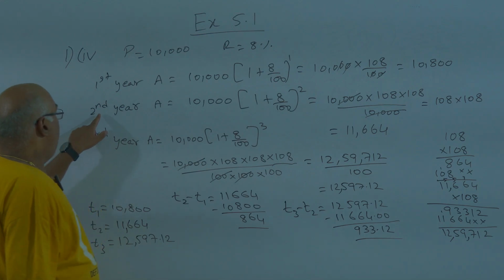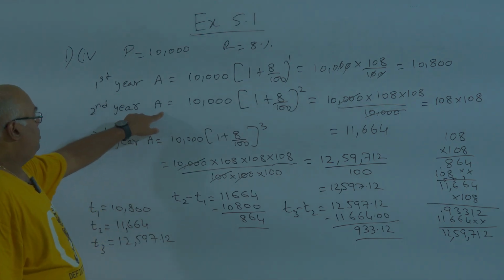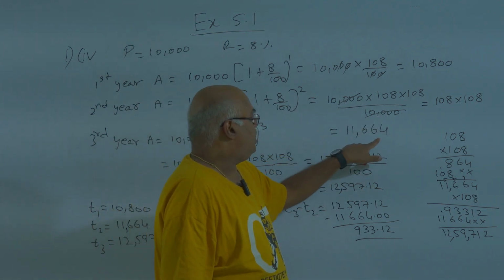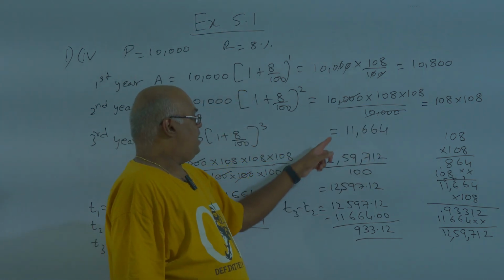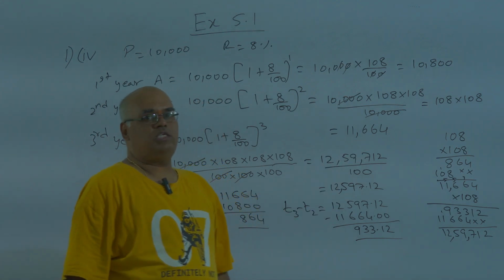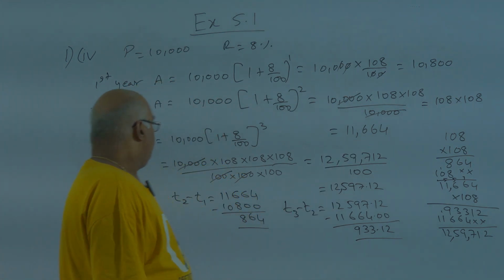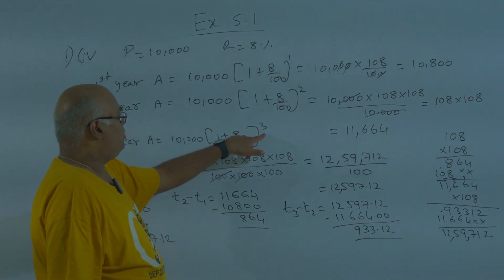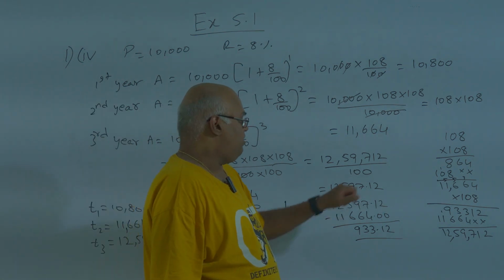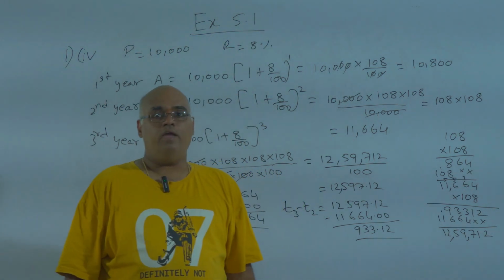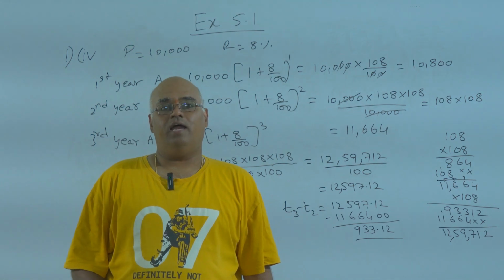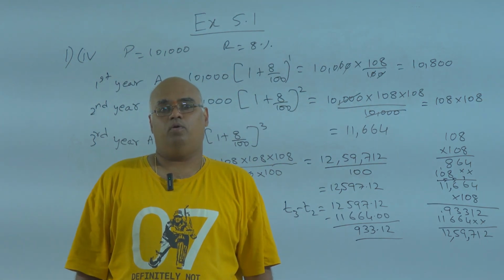In the same way, at the end of the second year the amount will become 11,664. Now for the third year, 10,000 into (1 plus 8 by 100) whole power 3 is 12,597.12. Now we have to check whether the amounts which we have obtained for the first 3 years are in arithmetic progression or not.